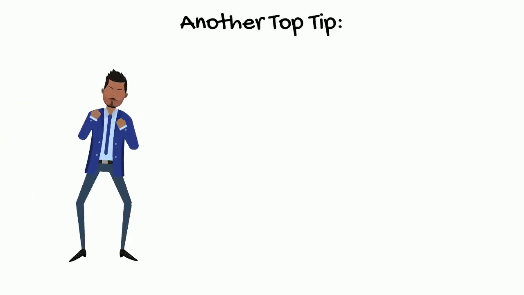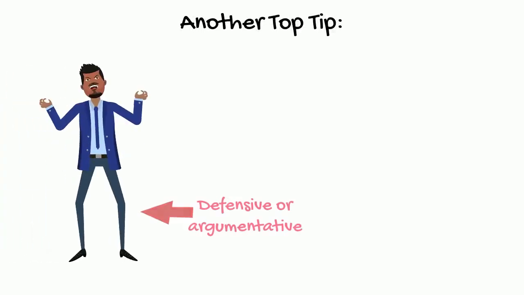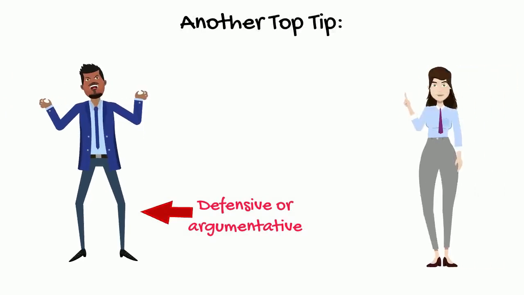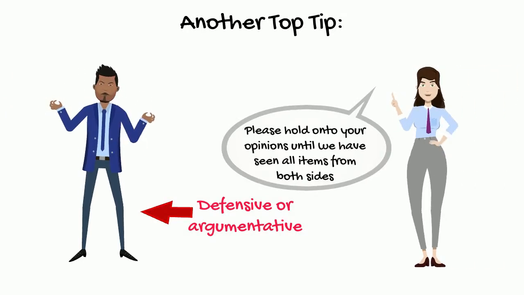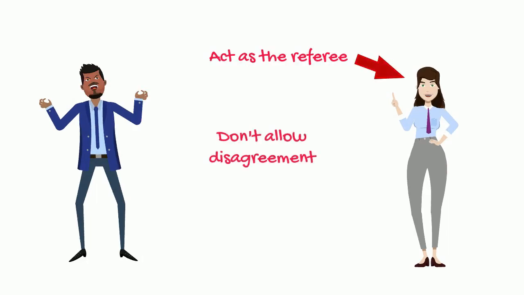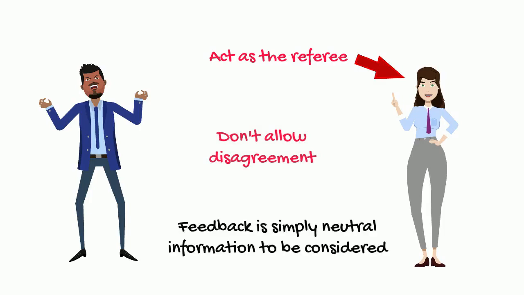Here's another top tip. Sometimes the person receiving the feedback will become defensive and maybe even argumentative. You can stop this by asking them to hold on to their opinions until you've seen all the items from both sides. It is your job as facilitator to act as the referee and not allow disagreement, because feedback is simply neutral information to be considered.